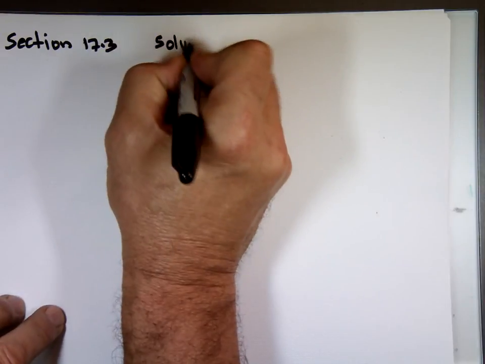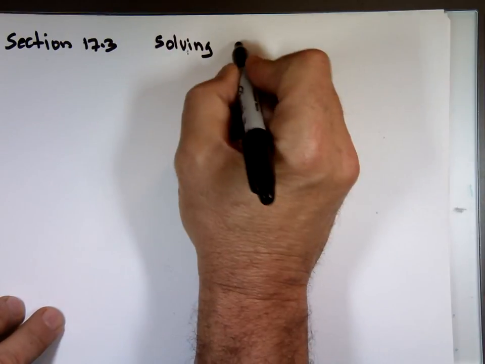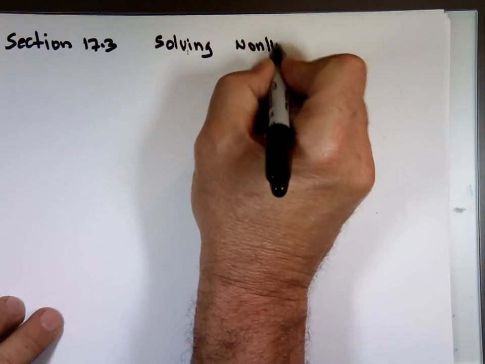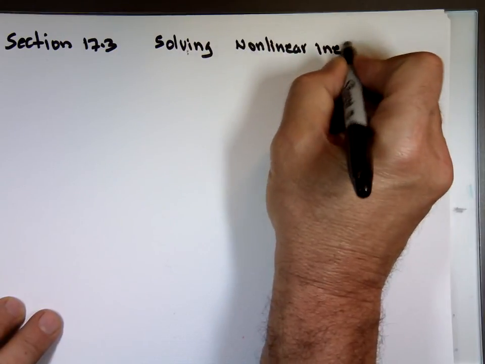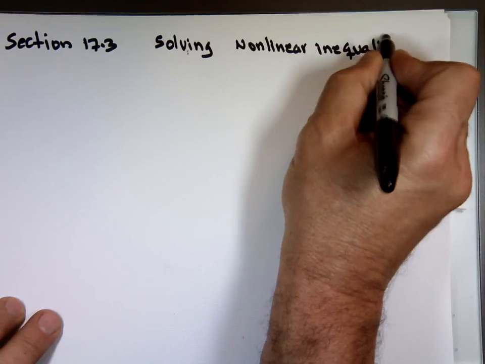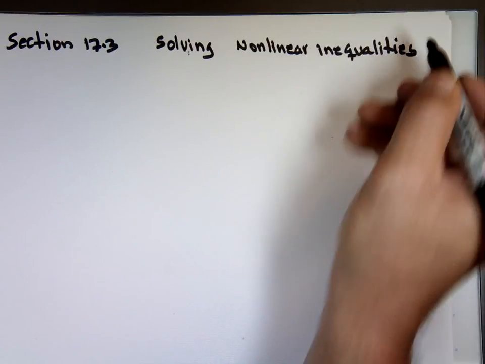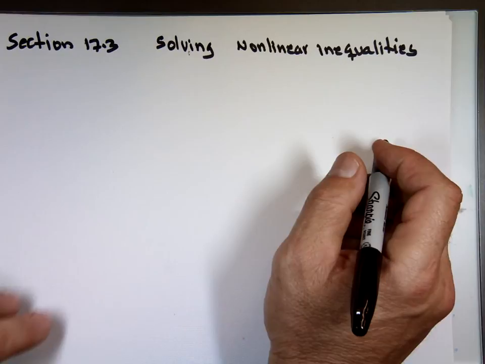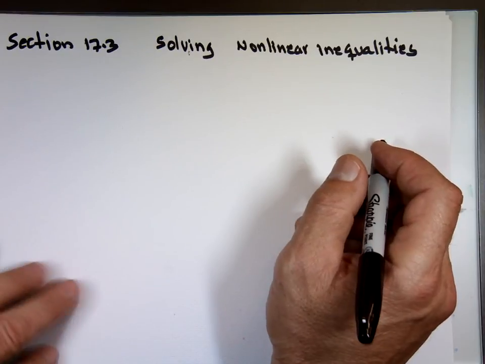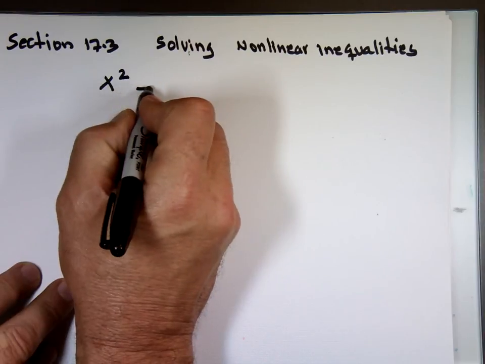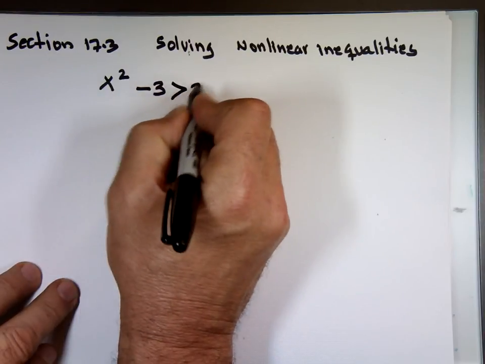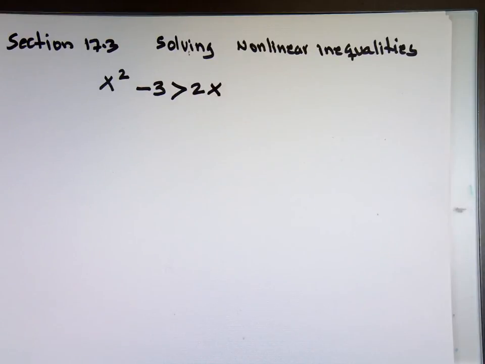Solving nonlinear inequalities. Here's an example. X squared, notice that's not linear. Once you see a power that's not a 1, it's not linear. That's a quadratic equation, absolutely.